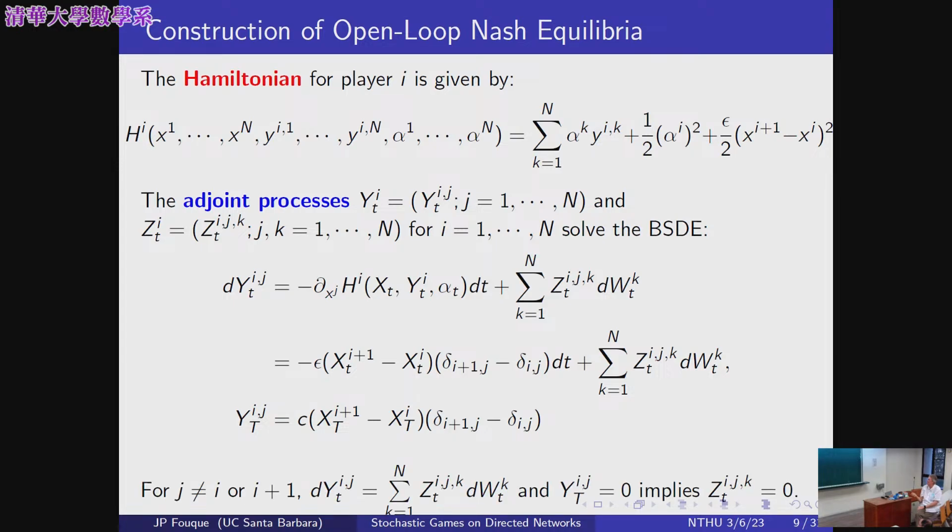Alpha has to minimize the Hamiltonian. Minimizing the Hamiltonian with respect to alpha is easy. You take the Hamiltonian and you differentiate with respect to alpha i. The derivative should be 0 if you want the minimum of the Hamiltonian, so your alpha i should be minus y_ii. Right? So this is how it goes. In this equation, we will replace this alpha by the minimum of the Hamiltonian.